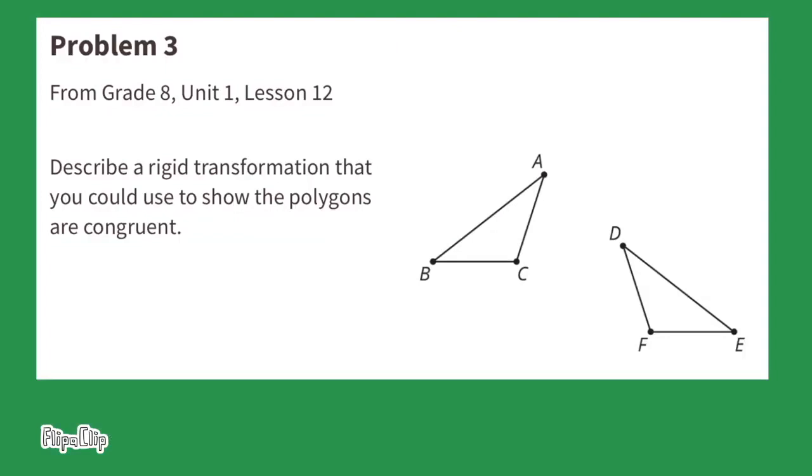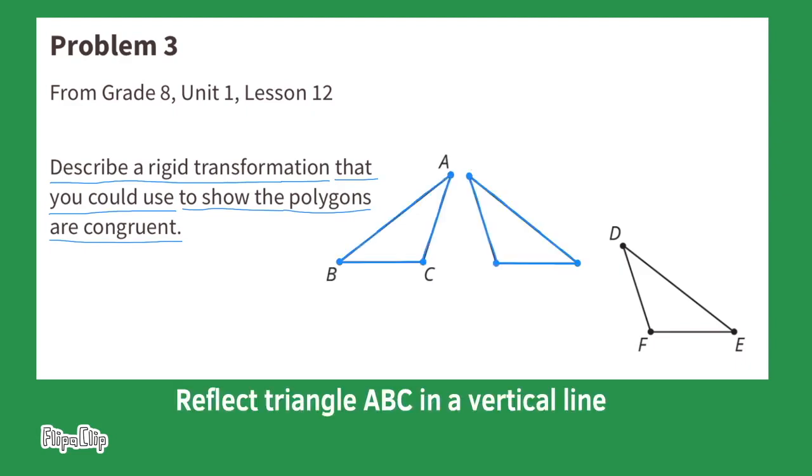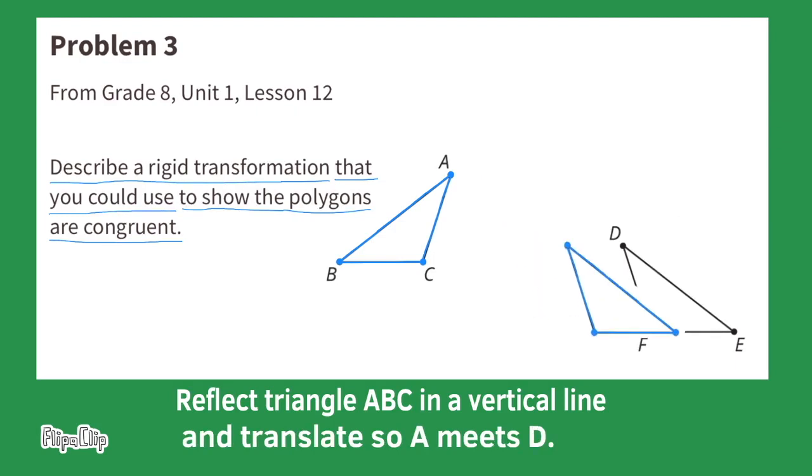Problem number 3, from 8th grade, Unit 1, Lesson 12. Describe a rigid transformation that you could use to show the polygons are congruent. Reflect triangle ABC in a vertical line and translate so point A meets point D.